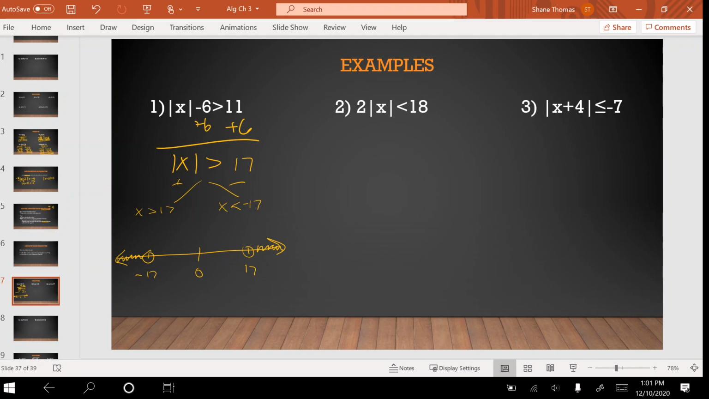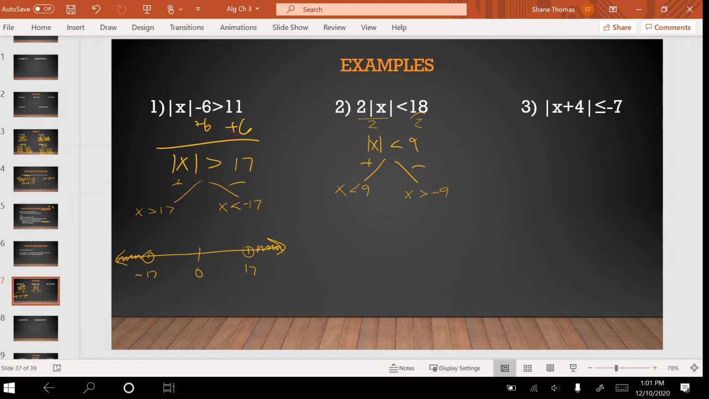So number 2, I need to divide both sides by 2 first, right? To get my absolute value on a side by itself. So I have absolute value of x is less than 9. All right, can I split it now? Yep, let's split it. Plus case, minus case. Plus case, you write it exactly the same, no bars. Negative case, you flip the sign and make it negative.